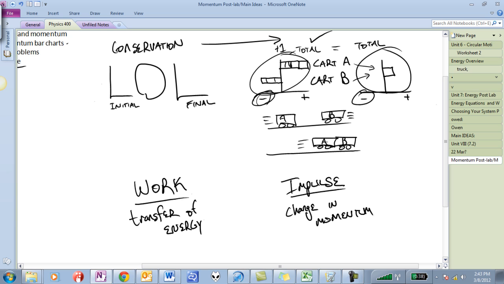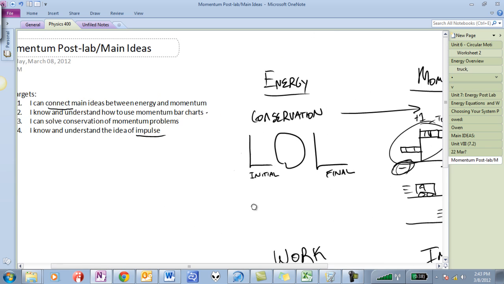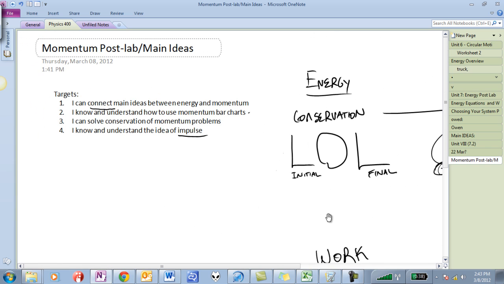So the idea of a change in momentum means we have an impulse, just like work means a transfer of energy or a change in energy. And so that means in our bar graphs, will momentum be conserved if we have impulse? No, we will see a different amount of momentum in the initial and final, which means we have a change in momentum.